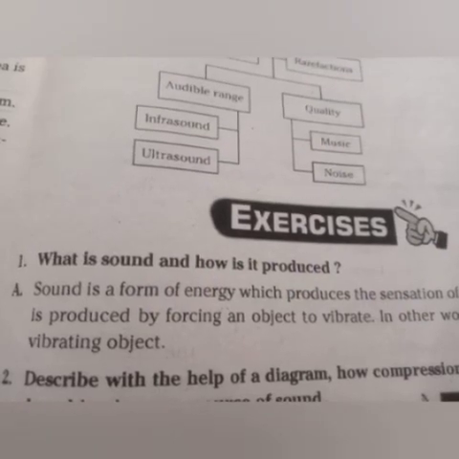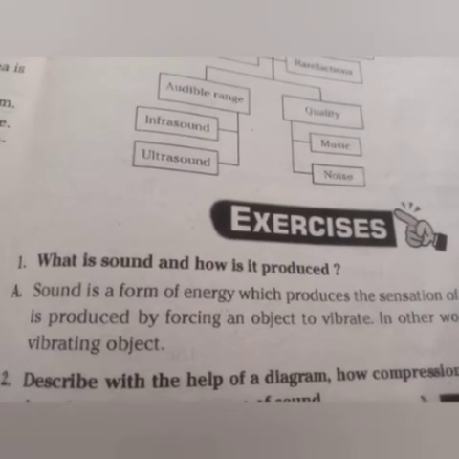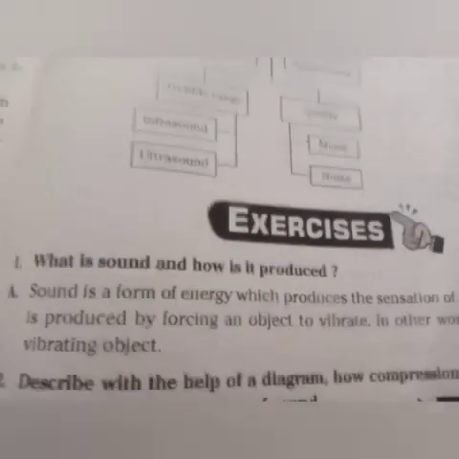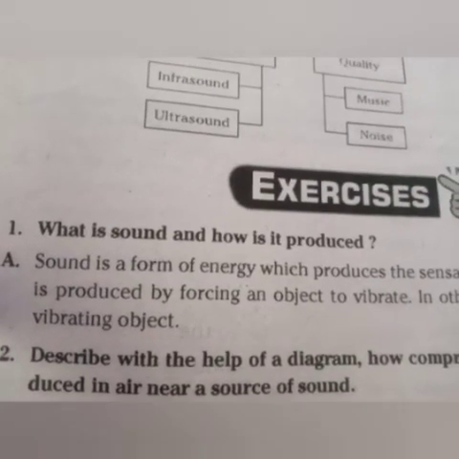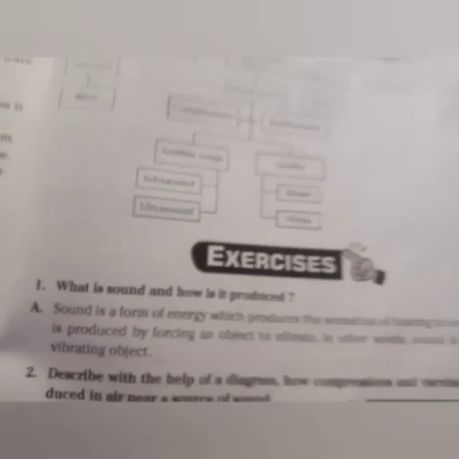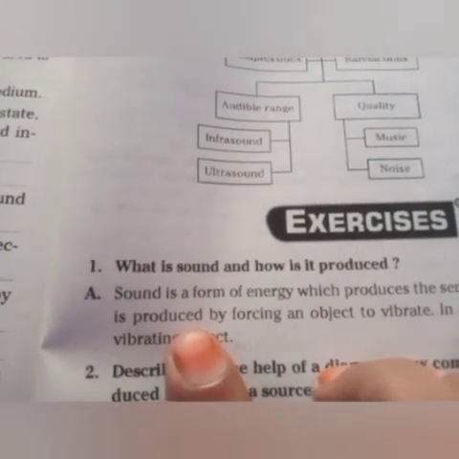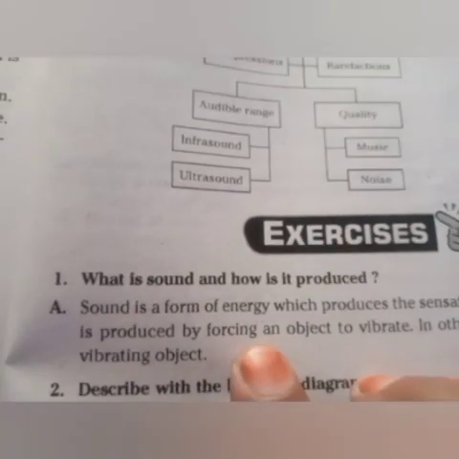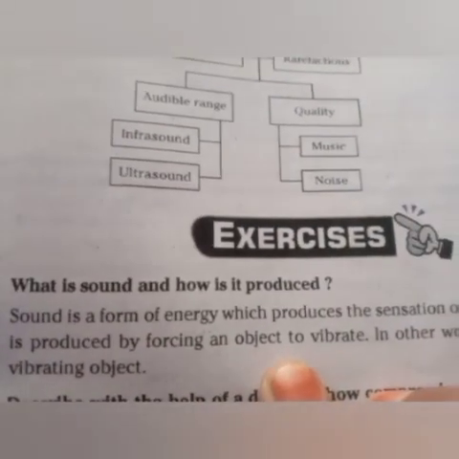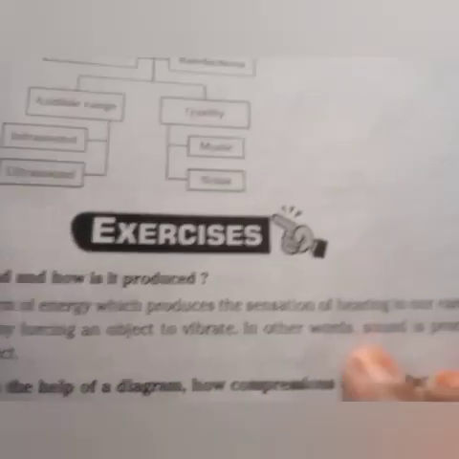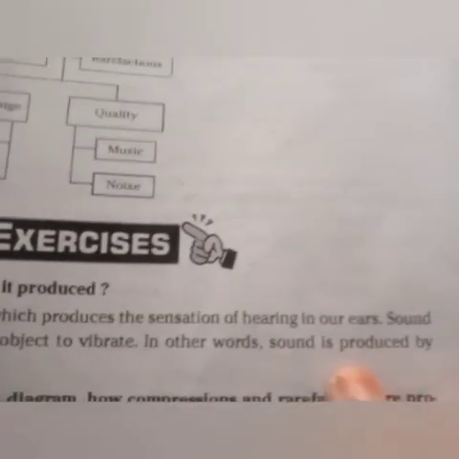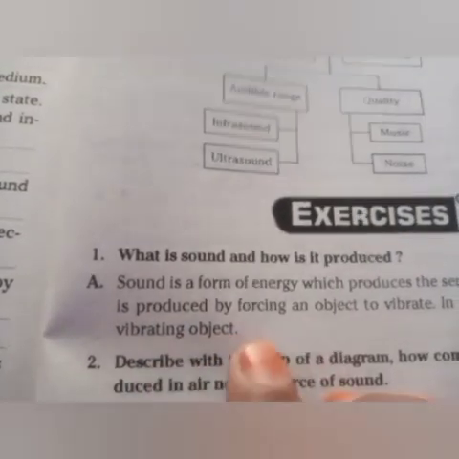Exercises. First question. What is sound and how is it produced? Answer. Sound is a form of energy which produces the sensation of hearing in our ears. Sound is produced by forcing an object to vibrate. In other words, sound is produced by a vibrating object.